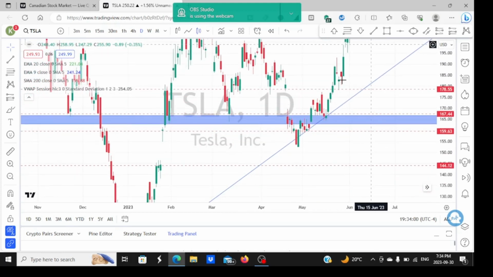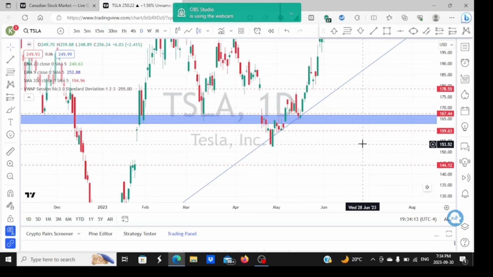So you notice that there was no way to close this gap completely because Tesla has a strong buyer. There are a lot of buyers in this price range for Tesla. So the sellers were not able to push it all the way down to 144. The buyers took control after about 2 weeks.